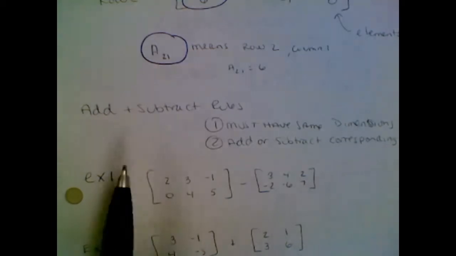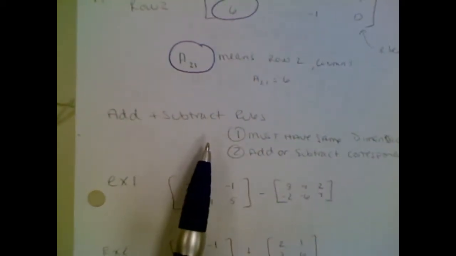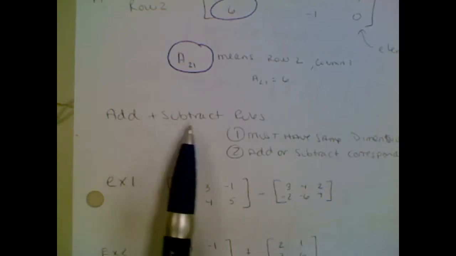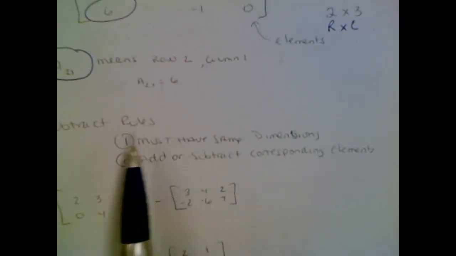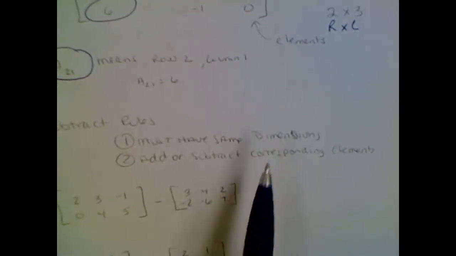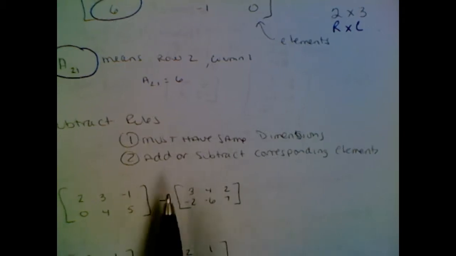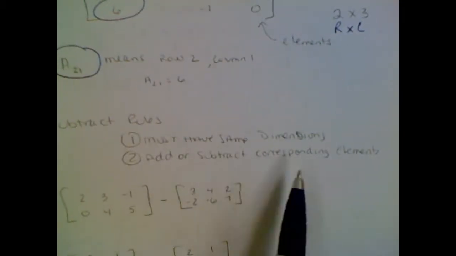Now, we're going to add, subtract today, multiply. We're going to find determinants, inverses, and solve systems of equations with matrices. That's what we're going to be doing. So adding and subtracting rules. In order to add and subtract, you have to have the same dimensions. So you can only add a 2 by 3 with a 2 by 3, or a 2 by 2 and a 2 by 2, something like that. They have to be the same. And you only add and subtract corresponding elements. So you can add element 21 to element 21 of the second matrix.